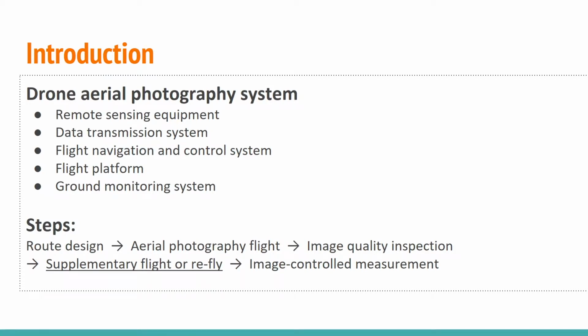As a hot technology in recent years, drones have been promoted to the civilian sector, and their application potential in the construction field has gradually become more prominent. The drone aerial photography system used for mapping usually uses a fixed-wing light drone equipped with digital camera equipment, which includes remote sensing equipment, data transmission system, flight navigation and control system, flight platform, and ground monitoring system.